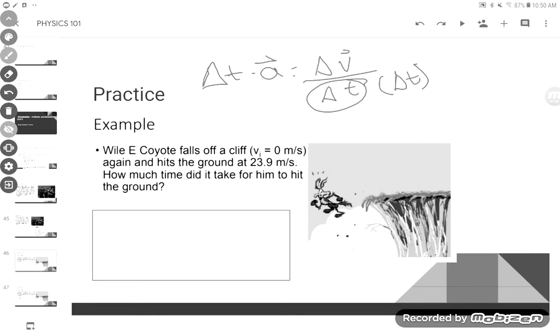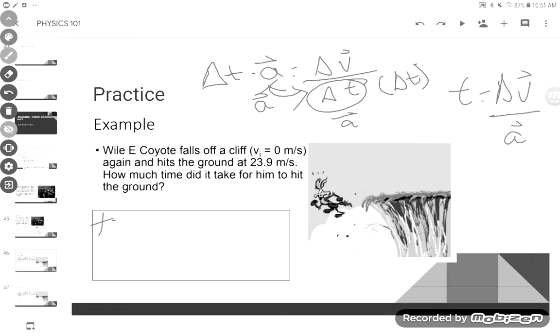Then I'm going to put this a over here, and how I'm going to do that is I'm going to divide each side by acceleration. Sorry, this is messy. If I was on a whiteboard, this would be a little neater. So our final formula for this is actually time equals delta v over acceleration. Okay, so we have enough information to solve this question now.